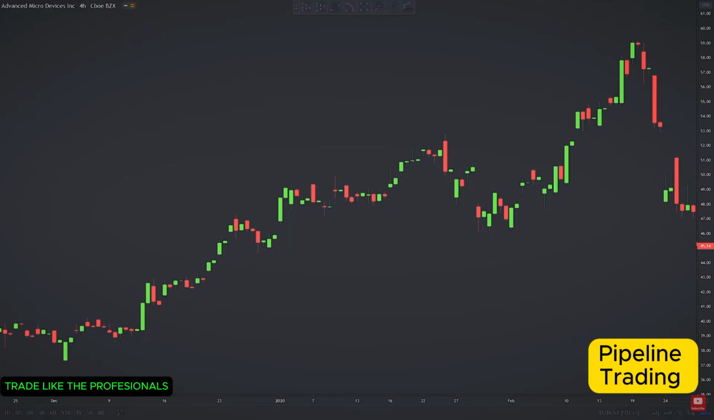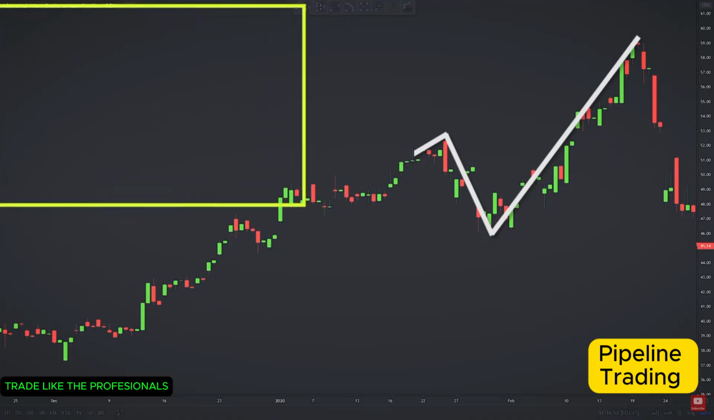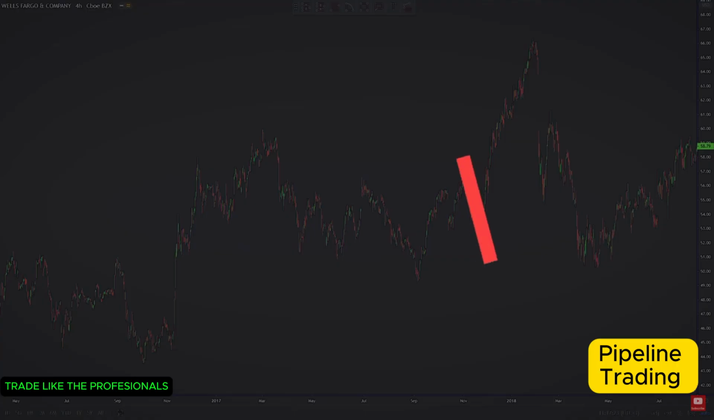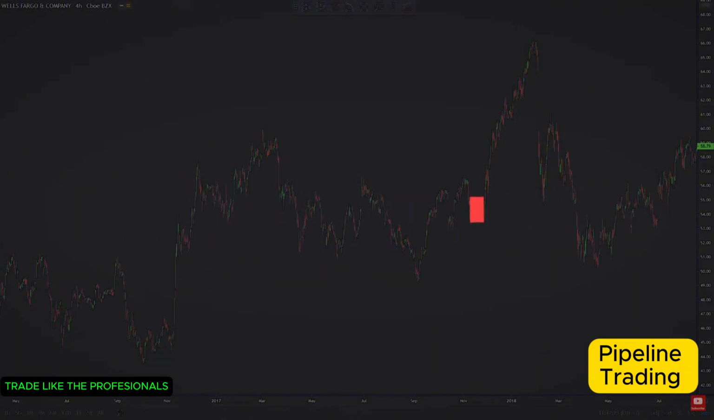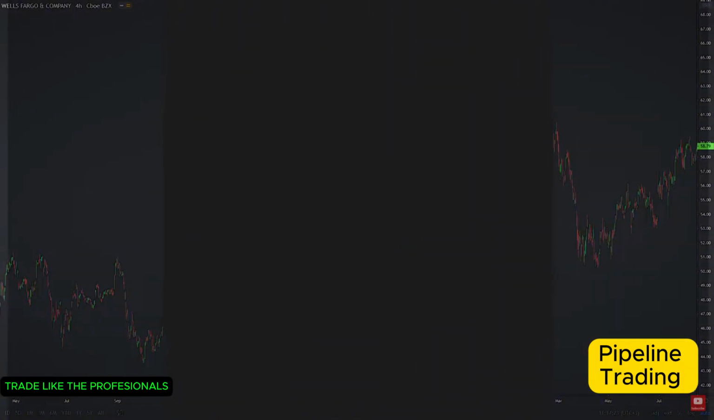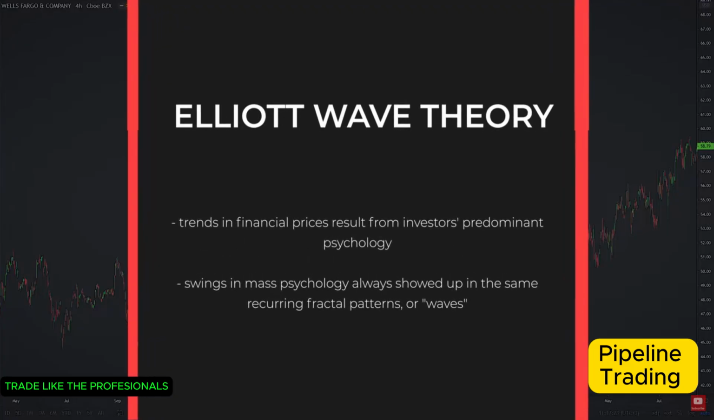Financial markets have price movements that repeat over and over again. These movements are called waves. Elliott Wave theory is a comprehensive and complex topic, taking practitioners months and even years to master. Despite its complexity, there are some elements of Elliott Wave that can be incorporated and may help improve your trade timing.